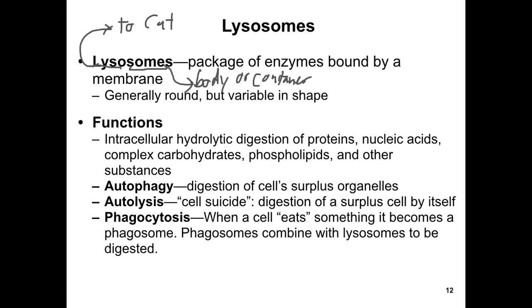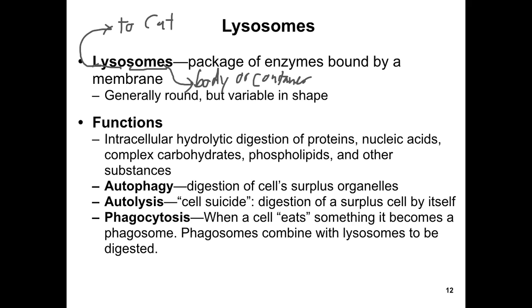So inside the lysosome, you have a whole bunch of hydrolytic, digesting enzymes. This is where proteins get digested into amino acids, where nucleic acids get digested into nucleotides, where complex carbohydrates get turned into simple sugars, where phospholipids and other lipids are taken apart into fatty acids. So it is a digestive organelle. You can think of it as the stomach of the cell. Whenever something needs to be digested, it is sent to the lysosome.